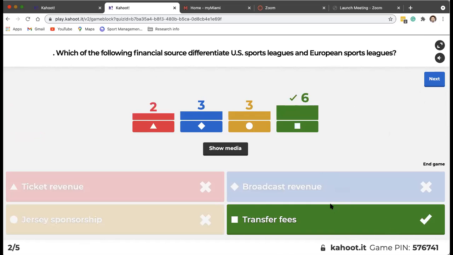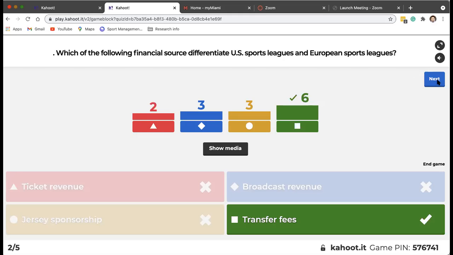Compared to American professional sports leagues, European professional sports leagues are able to generate revenue from transfer fees. In the US, when a player transfers from one team to the other, normally they don't pay transfer fees between different teams. They normally trade players, right? Or some players' contracts end and they're able to freely join another team. So they don't normally pay transfer fees between different teams, so they're not able to generate revenue from that resource. Okay, so that's the second question.